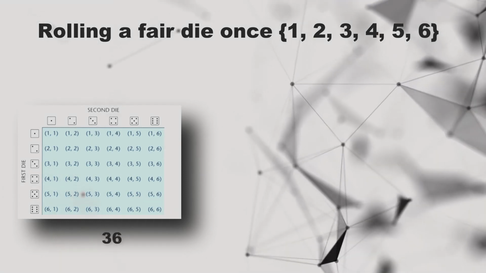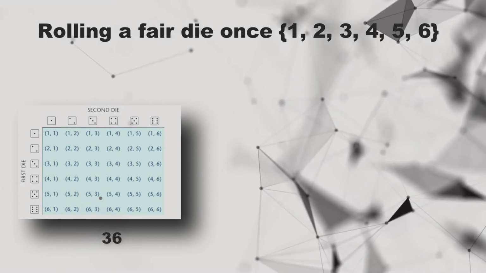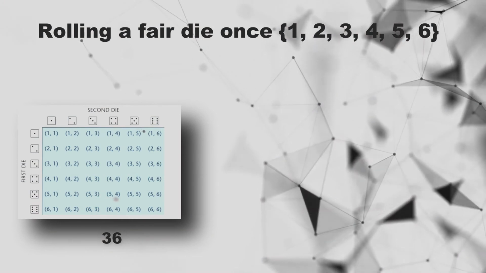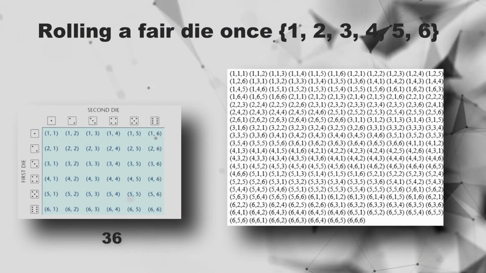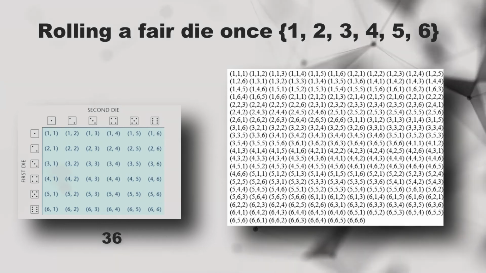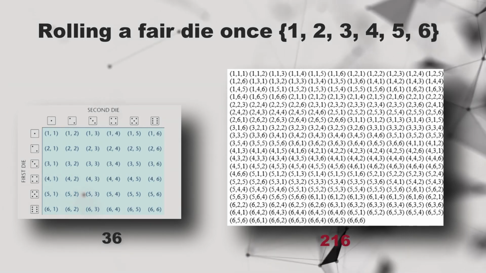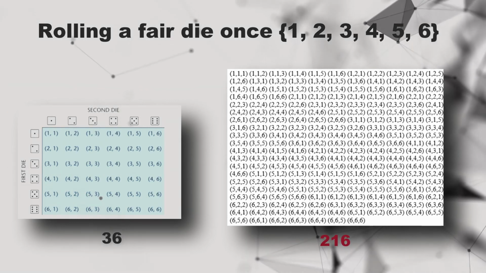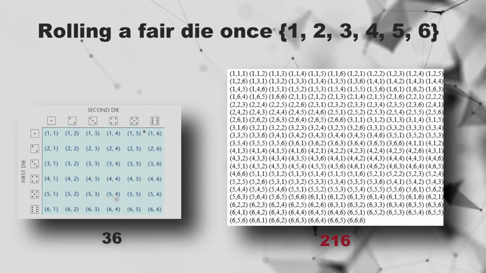Now let's assume we want to roll 3 fair dice at the same time. What does the outcome look like? And this is what the outcome looks like. And if you decide to count this, you can see that we have a total of 216 possible outcomes when we decide to roll 3 fair dice at the same time.